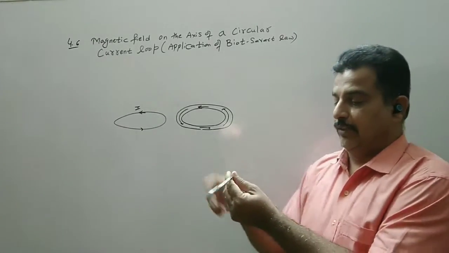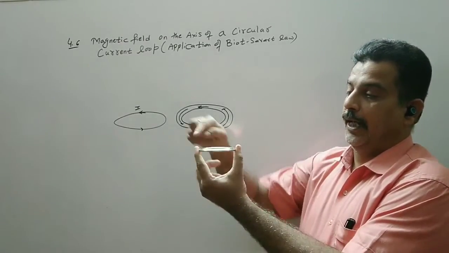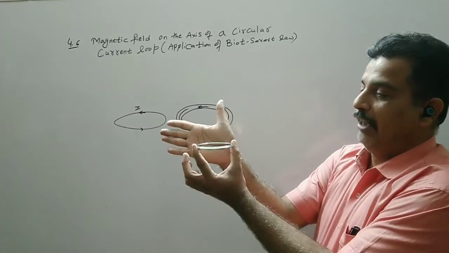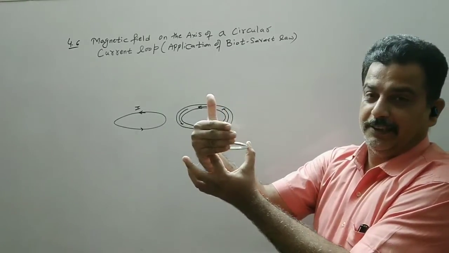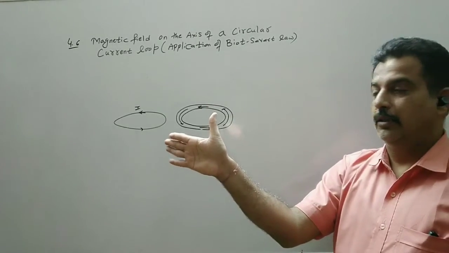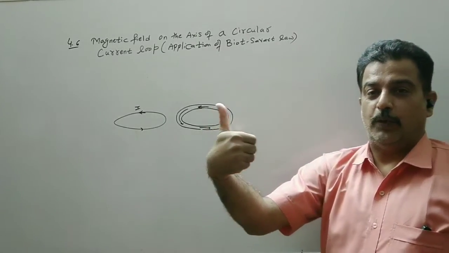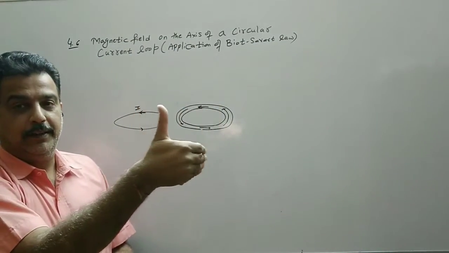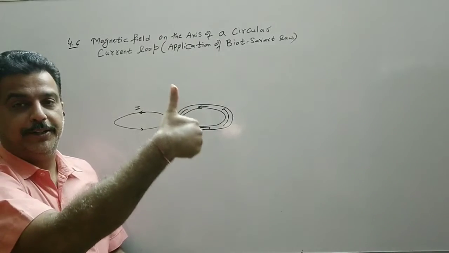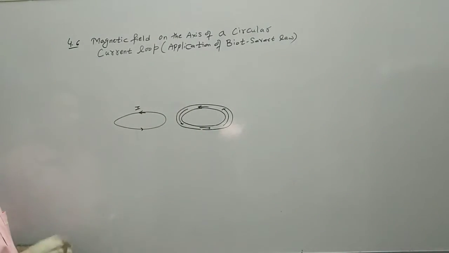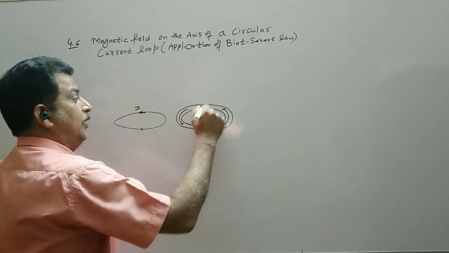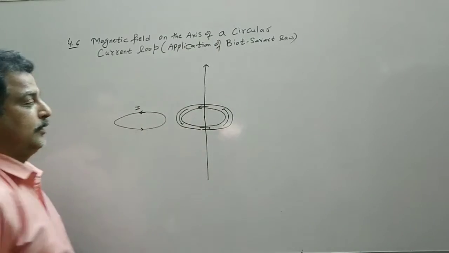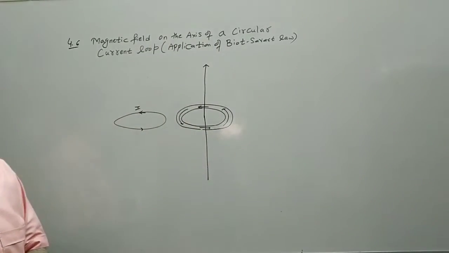So here, if this is a ring and the current is flowing in an anti-clockwise direction, I will curl my hand like this in the anti-clockwise direction. So this is the right hand rule. I curl my hand, the thumb is upward. So this is the direction of the magnetic field intensity on the axis of the ring, say the y-axis.